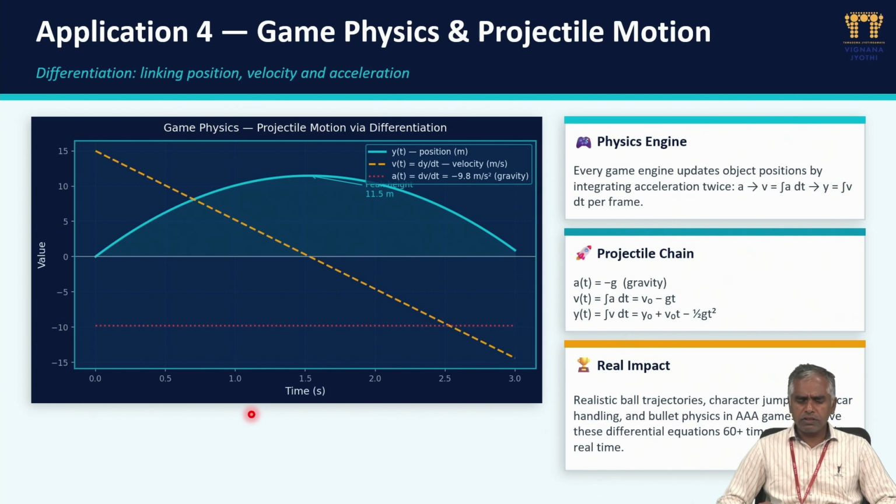Next, fourth application, game physics and projectile motion. So what is game physics and projectile motion? It involves the concept of differentiation, that is linking position, velocity and acceleration. So here velocity and acceleration are involved in the game physics and projectile motion.